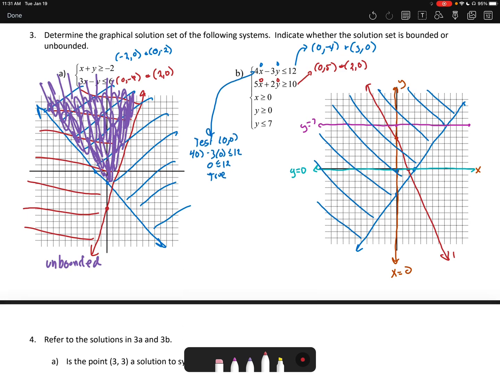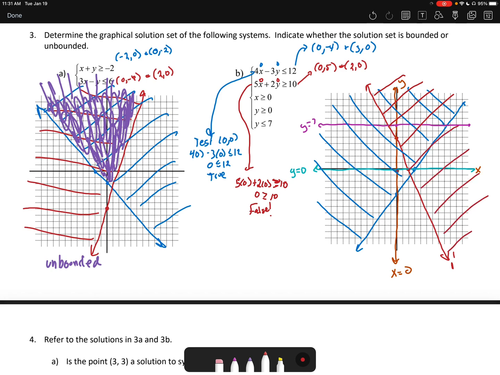Let me grab my red. Let's test this one. So if we put in 0, 0 there, which we can do yet again, that line doesn't have 0, 0 on it. Greater than or equal to 10. Is 0 greater than or equal to 10? No. So as far as this red line is concerned, do not shade the side over here that has 0, 0 on it. Shade the other side. So in this case, we're going to shade upwards.